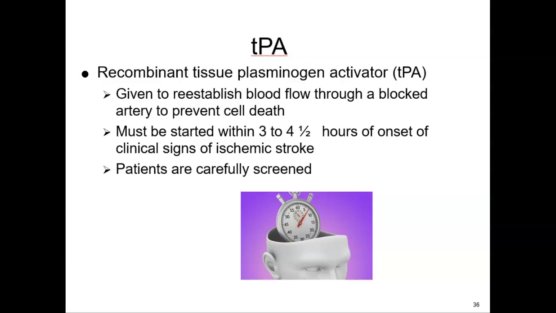The contraindications in our book are hemorrhagic stroke, recent GI bleed, a stroke in the last 3 months, any head trauma in the last 3 months, any major surgery in the last 2 weeks, and any recent bleed in the last 3 weeks. Person on TPA, we want to keep their blood pressure less than 185 for 24 hours.